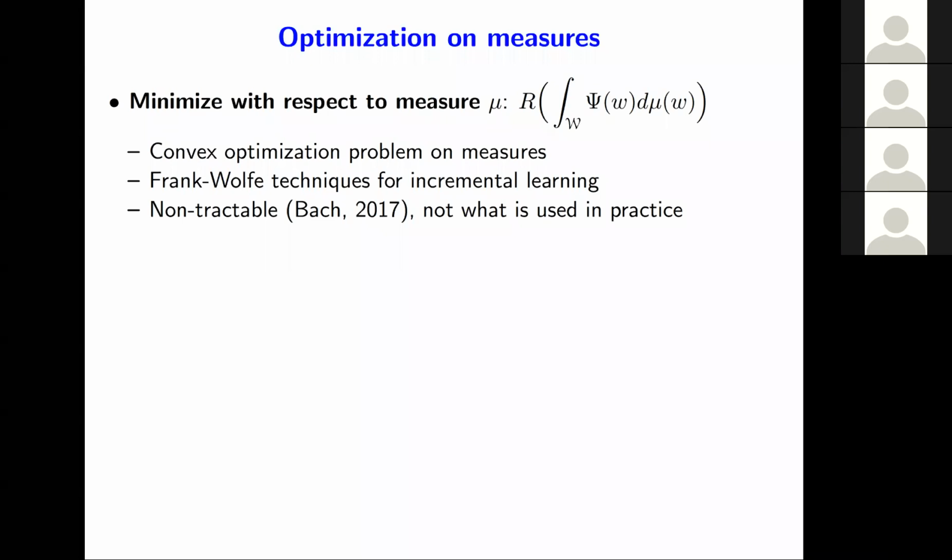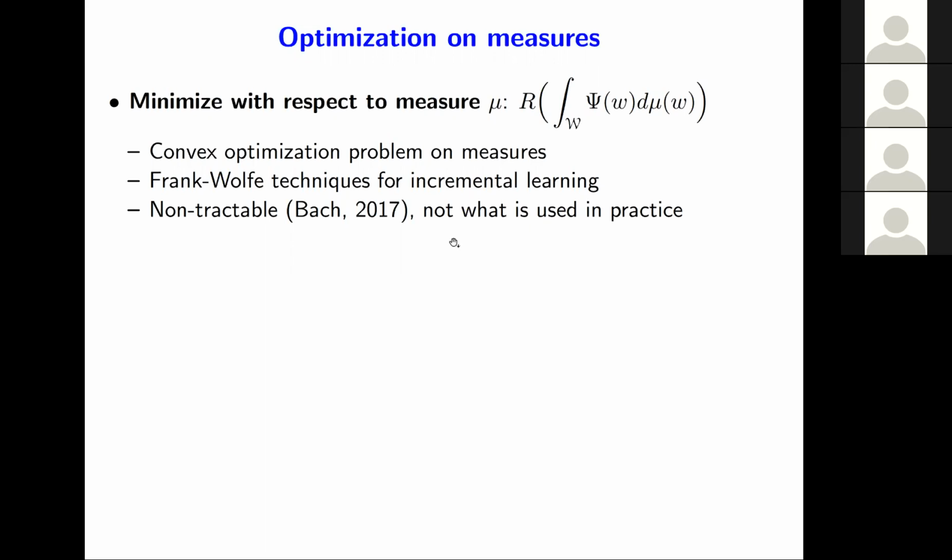But the issue here is that the task of adding a new neuron, although it is simple to formulate, is NP-hard. So you replace a hard convex problem by a sequence of hard convex problems, since every time you need to solve one to see which neuron to add. So it's non-tractable. I worked on that a few years ago. And even worse, it's not what people use in practice.